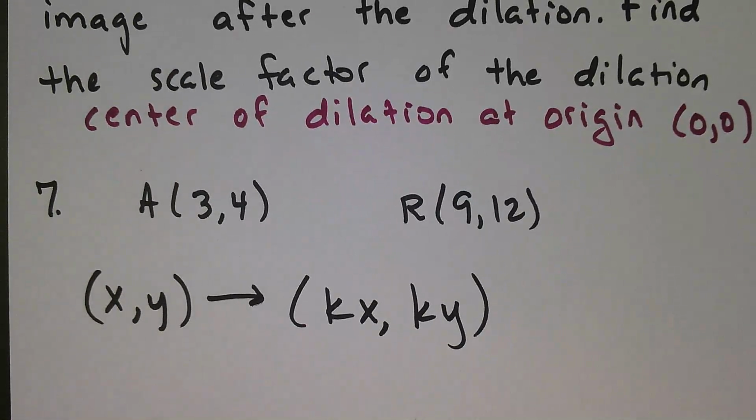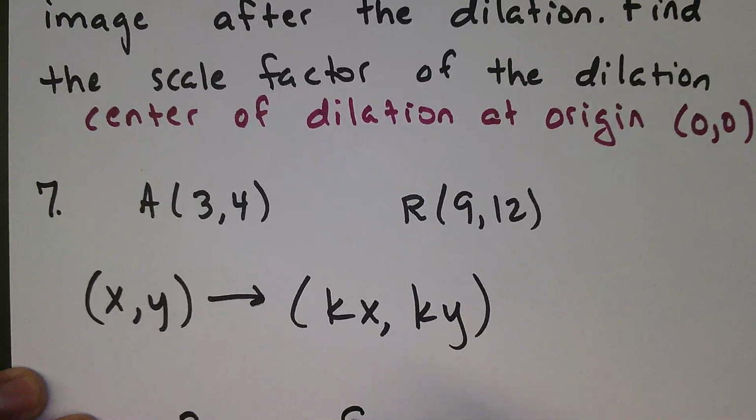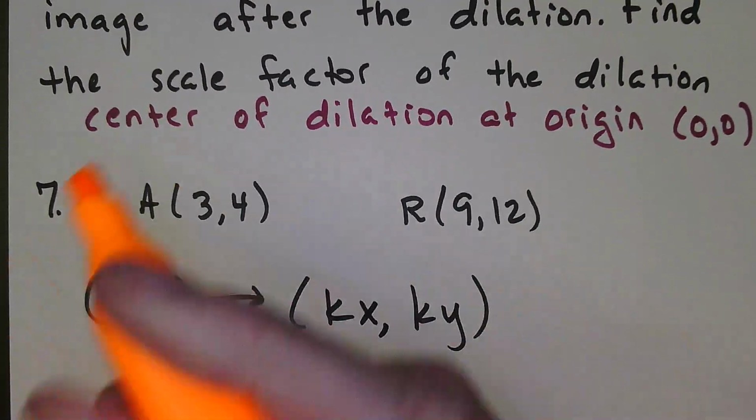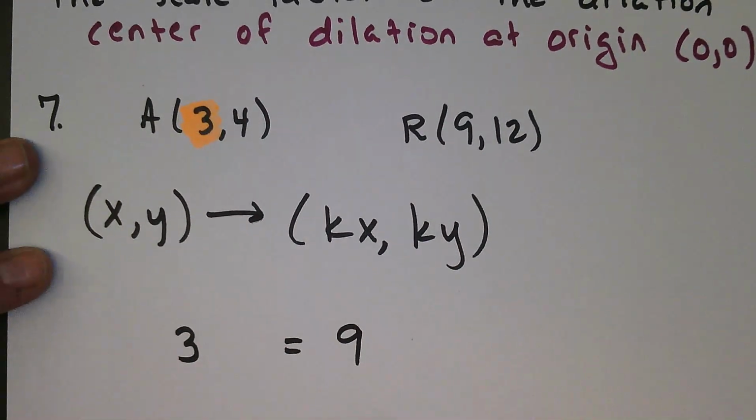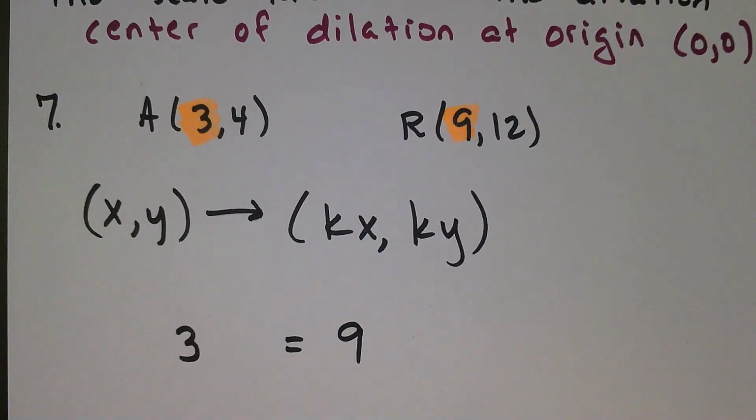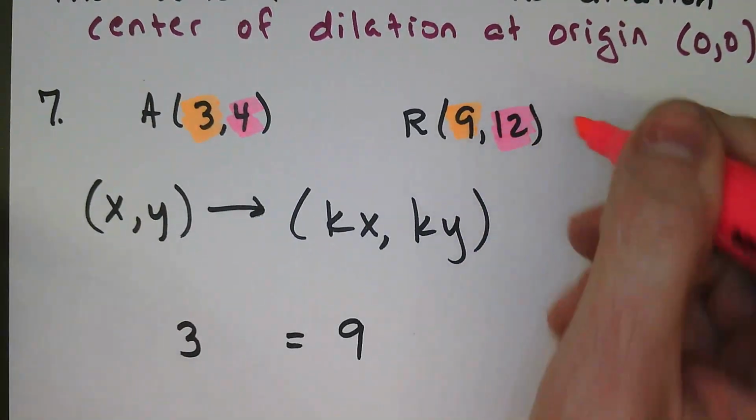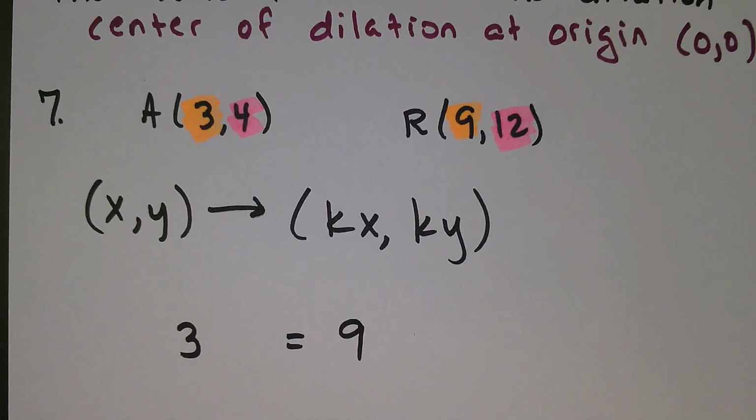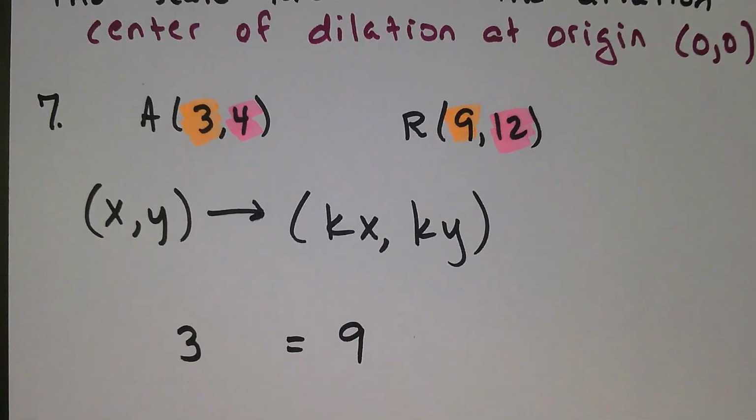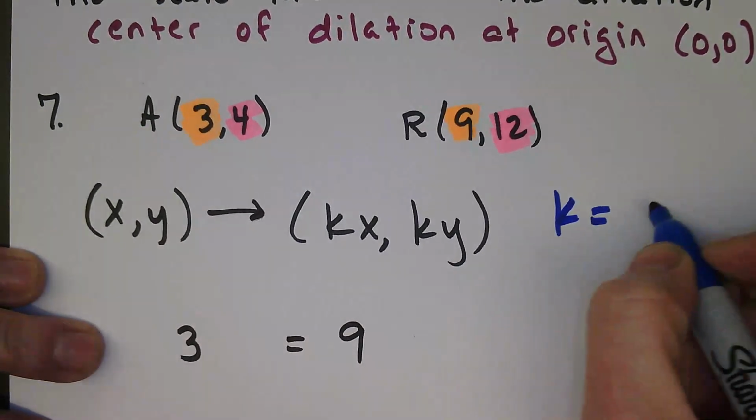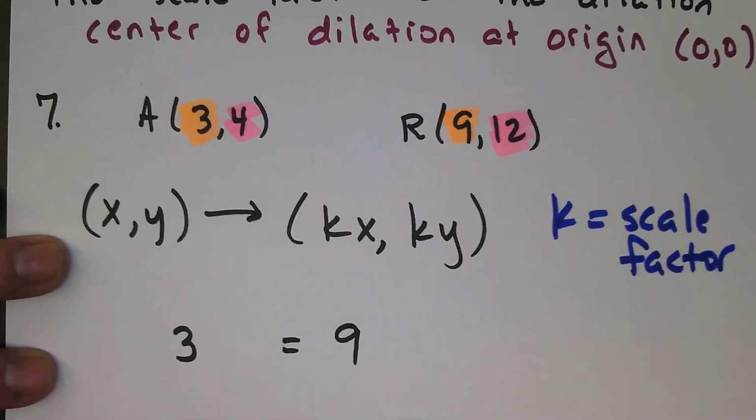So we basically did that. 3 became 9, right? And we can see that here, like this 3, bear with me because I'm sure it looks weird right now that I wrote 3 equals 9. This 3 became the 9, and this 4 became the 12. But that was only after the dilation. That was only after we used this as a multiplier, the k value. The k is our scale factor, right? K is the scale factor. And that's what we're trying to find.